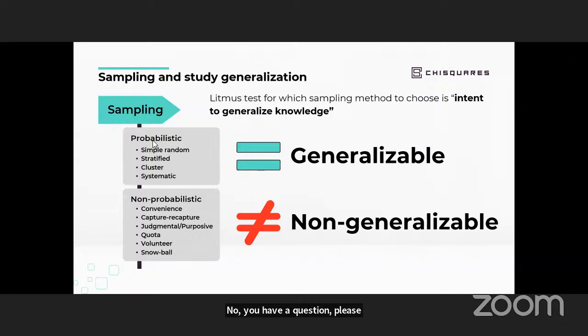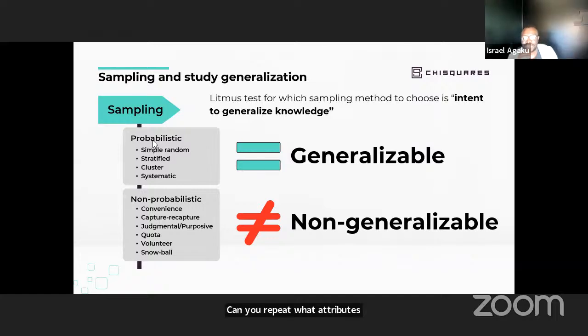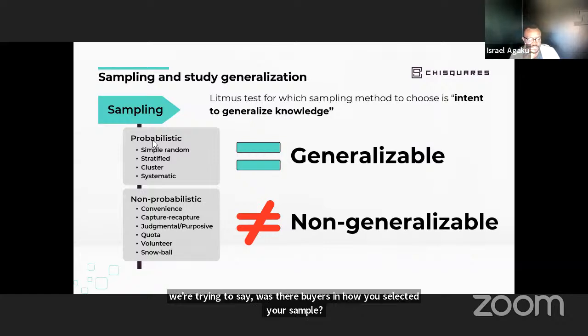Can you repeat what attributes can drive us to weight our sample? Social demographic variables, and you have to start comparing within your sample versus the target population, whether it's a national sample or the country data or census, for example. So social demographic variables like age, sex, race, income, number of children, religion, those are all important variables. Essentially, we're trying to say, was there bias in how you selected your sample? And that bias will be reflected in various demographic variables.